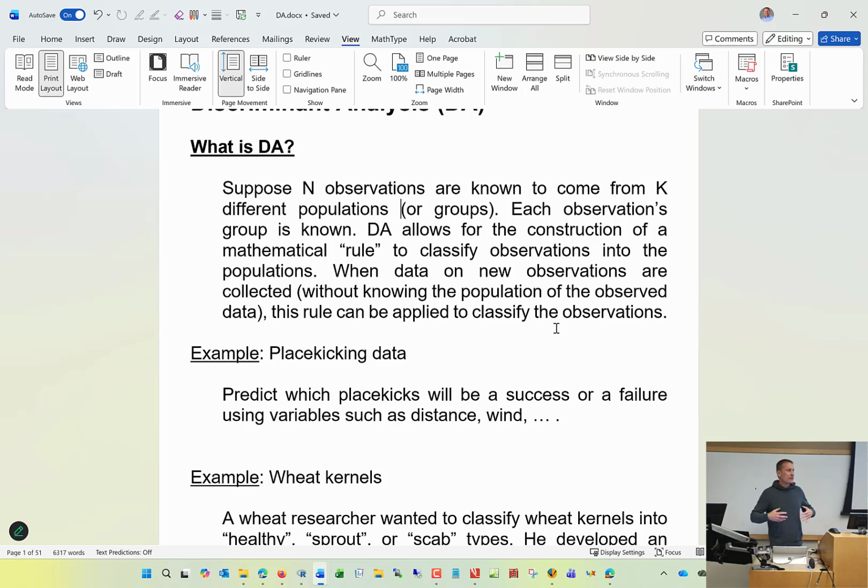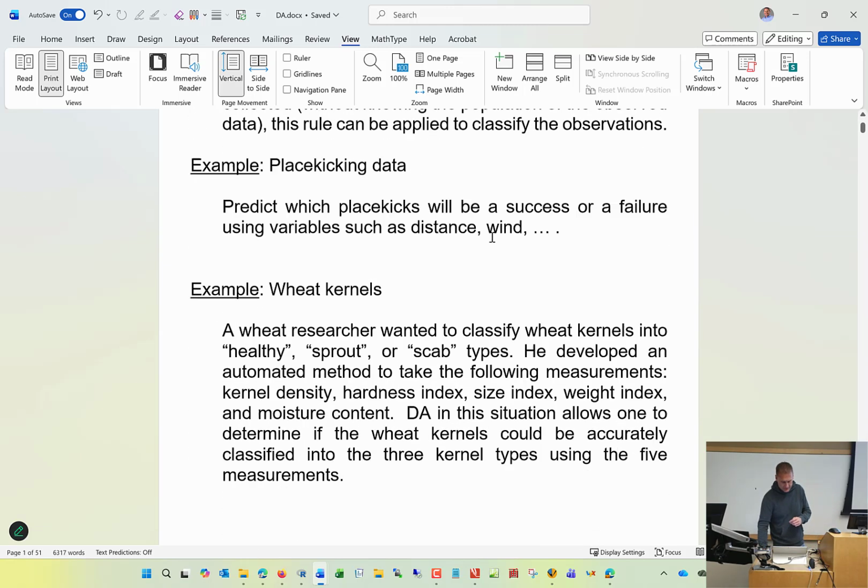Then once we develop a mathematical or statistical rule that says, okay, based upon what I see for these explanatory variables, we're going to predict that particular person to be in population 1, 2, 3, or 4, whatever. Once we get that rule, we can then apply it to a new situation and do prediction. So for example, I'm going to give you 3 examples where I've done this before.